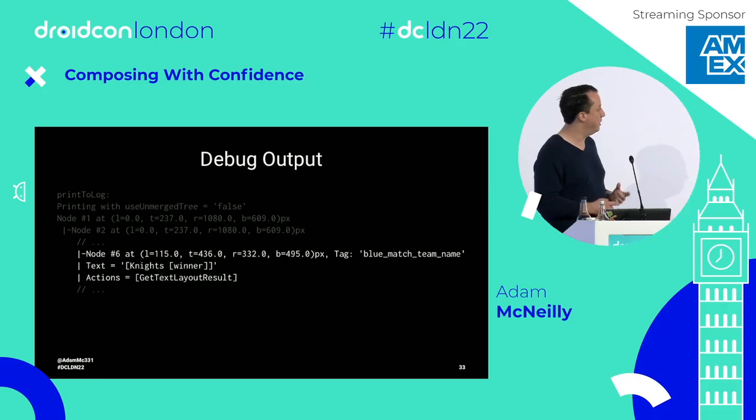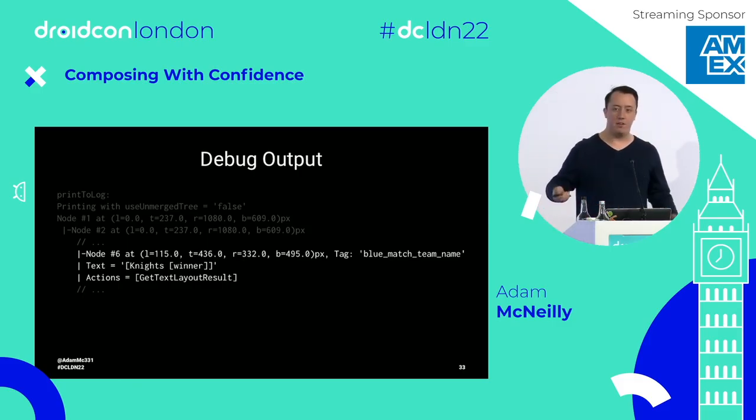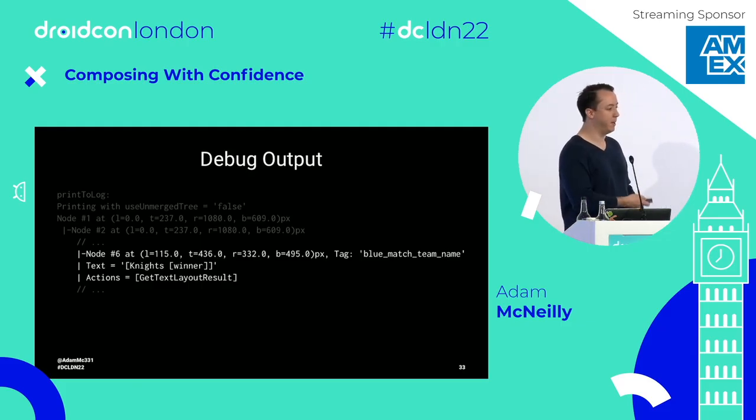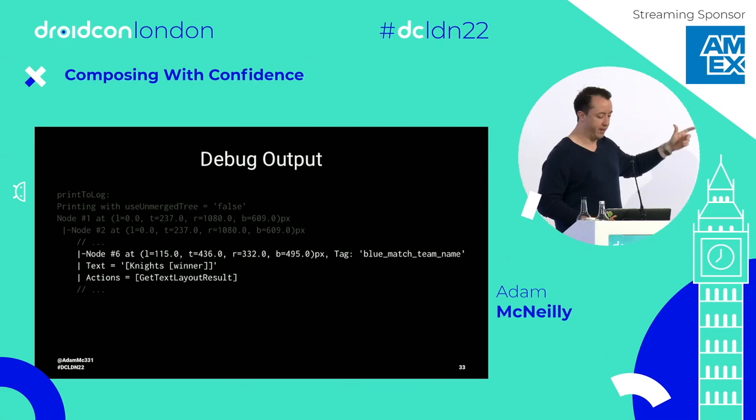So I trimmed this down, but you can see here, we've got this node that has the tag blue match team name. It's got the text Knights with winner in brackets, and then some other stuff. To fill in some gaps, what's happening here is that the icon was not a separate image view. It's actually a cool thing that does an inline icon. The way it works is it looks for this keyword, winner, in brackets, and then replaces that keyword with the icon in real time.